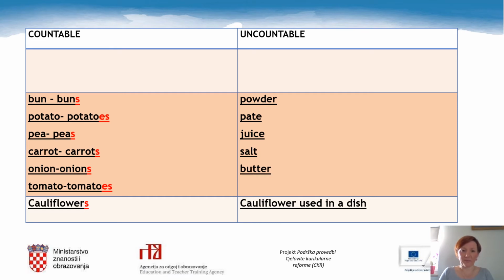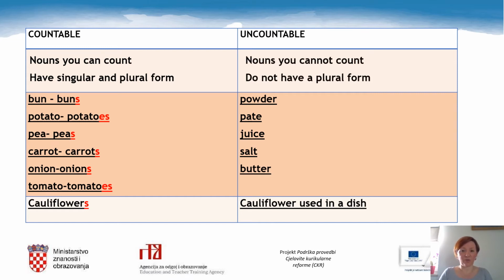Countable and uncountable. What is the difference between countable nouns and uncountable nouns? Can you see it? Yes, it's quite obvious, isn't it? Countable nouns have plural form. They can have singular and plural form. Bun, buns, potato, potatoes. You can count them. And uncountable nouns, they have only singular form. They do not have a plural form. It says here that we cannot count uncountable nouns, but we will talk about that a bit later in the lesson.